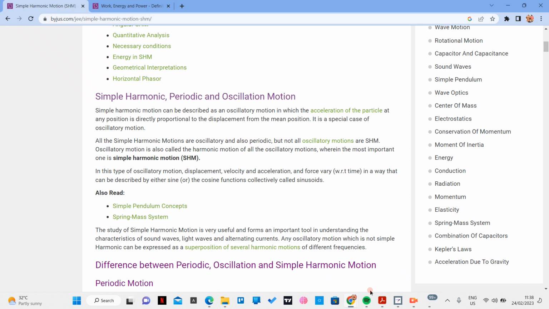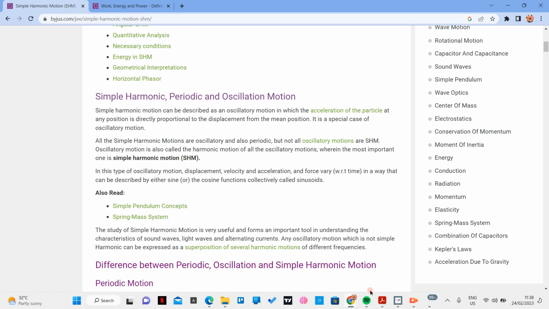Take note. I was saying before that simple harmonic motion can also be said to be oscillatory motion. Oscillatory motion is the general name for simple harmonic motion and all other types of motion that are periodic. Specifically for simple harmonic motion, the acceleration must be proportional to the displacement from the mean position. All simple harmonic motions are oscillatory and also periodic, but not all oscillatory motions are simple harmonic. Take note of that statement.